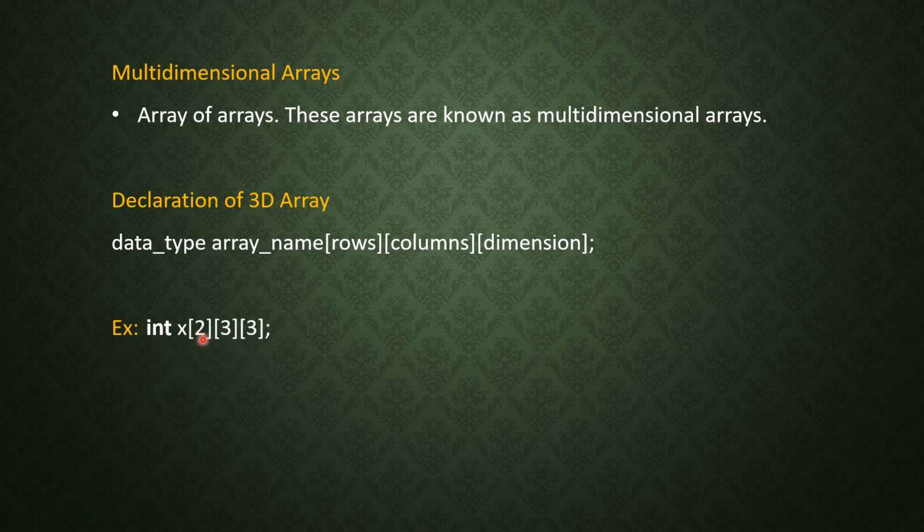So the row number is 2. That means the number of rows is 2, the number of columns is 3, and the dimension is 3. So that indicates 2 cross 3, a two-dimensional array, and you will have 3 sets. So 3 sets of two-dimensional arrays, each of 2 cross 3. So this is the example.